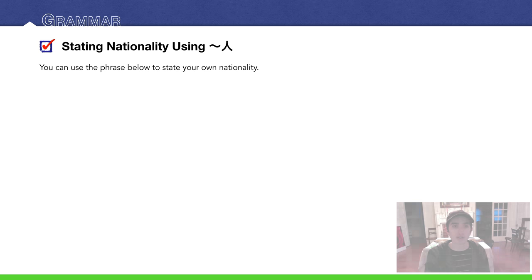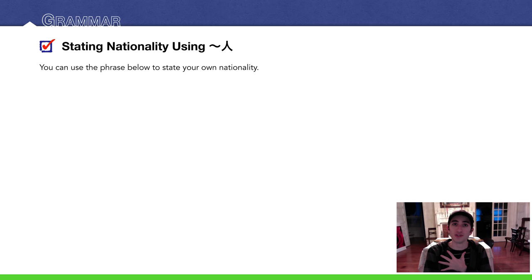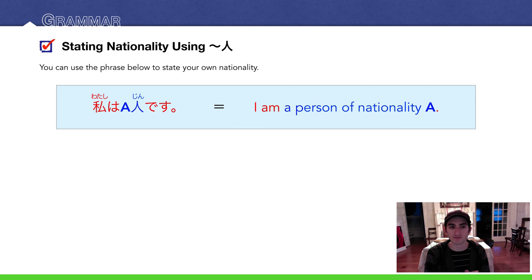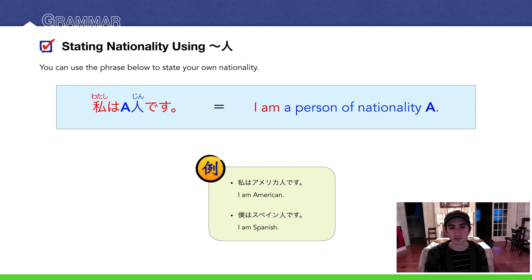Moving on. Now, to state your own nationality, you're going to use this formula. 私は Eijin です。私, again, means I. If you're a boy, you can optionally throw in boku. If you're a girl, I guess you can too, but you would sound boyish. 僕は Eijin です。私は Eijin です。Examples. 私はアメリカ人です。I am American. 僕はスペイン人です。I am Spanish. And from this, we can assume that it is a boy speaking or a male.